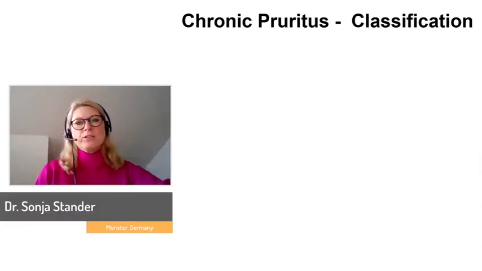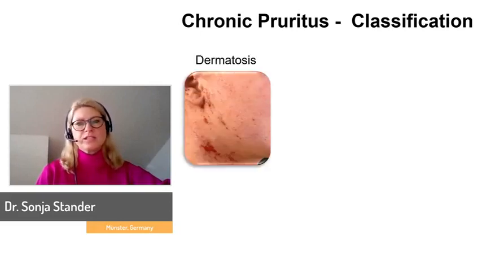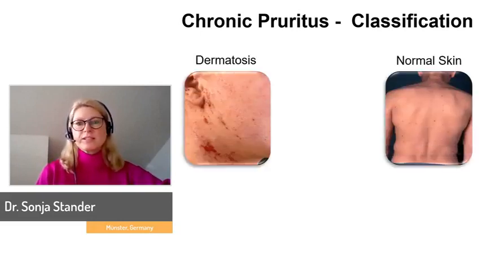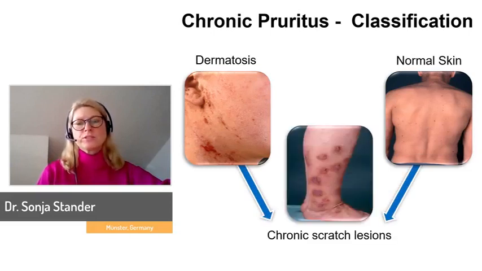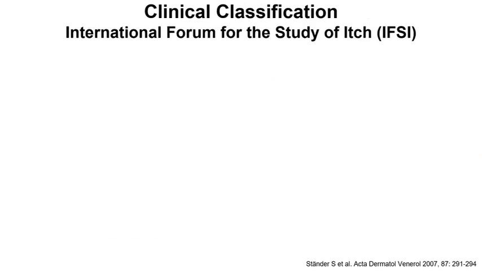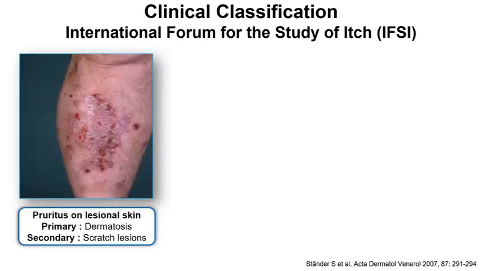Okay, what did we learn out of that for making a proper classification? Because the terminology before the year 2000 was very mixed. And we tried to make it very simple. We said there are patients who have a dermatosis, there are patients who show us normal skin, and then there are patients who have chronic scratch lesions. And this defines three groups, three clinical phenotypes of a patient. And the International Forum for the Study of Itch, the first and only international society, defines these three groups.